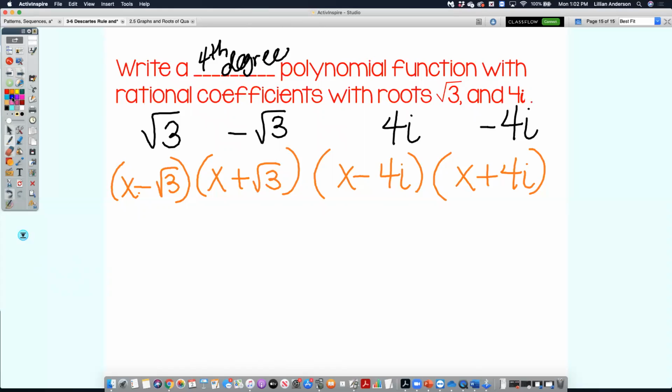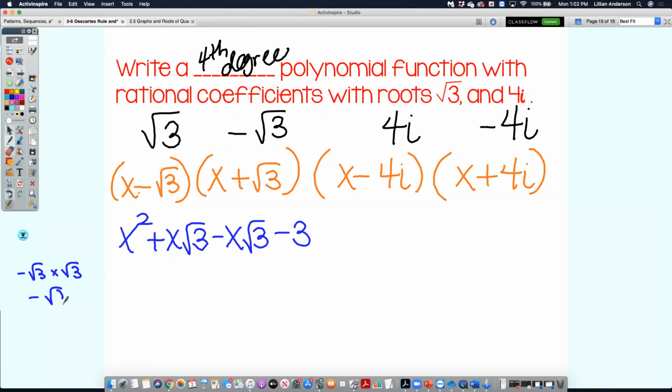And the beauty about these: x times x is x squared. X times root 3 is an x root 3. Negative root 3 times x is a negative x root 3. And then a negative root 3 times a positive root 3 is a negative 3, because technically that gives me a negative root 9. The square root of 9 is 3. Okay? The inner term and the outer term, when I FOIL, does what? Goes away. So I'm just left with x squared minus 3, which is so nice.